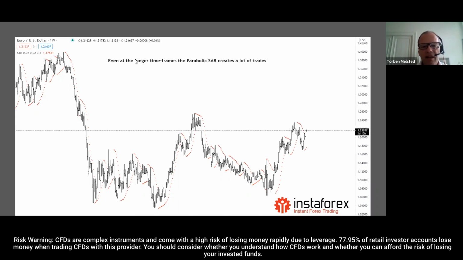And I've made it a longer time frame. So we're now on the weekly. You can see it up here. It's still euro dollar. It's now a weekly chart, but still a lot of trades, a lot of false signals on this one. And I would not recommend it as a trading tool. It could give you an indication about the trend, but that's all from this.